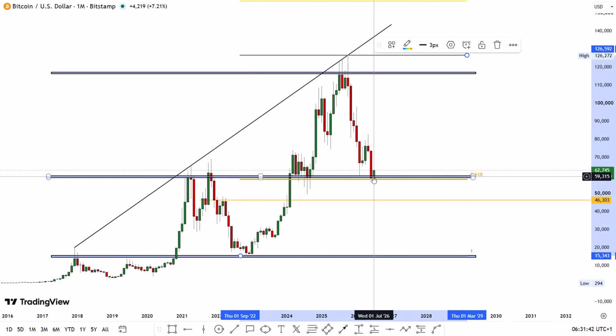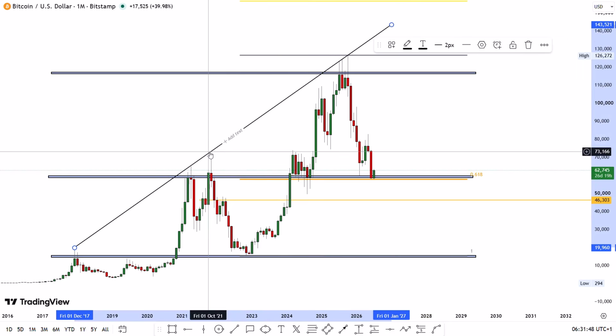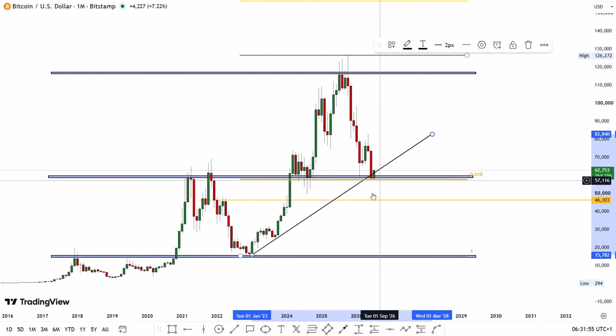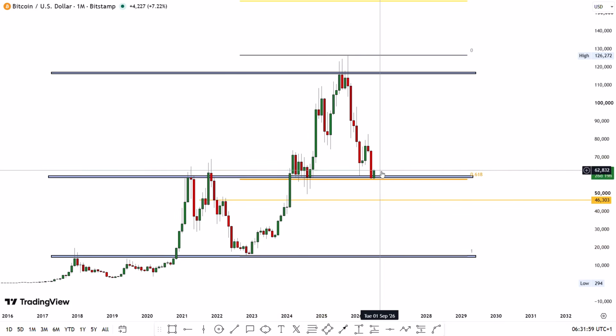Not just that, this is also where the 0.6 support is. This is where our major support is. Not just that, this is also where our trend line is. The trend line I removed earlier. This is also where it is. So we have a lot of confluence around this zone for Bitcoin. So I'll be expecting signs of bullishness around this region.